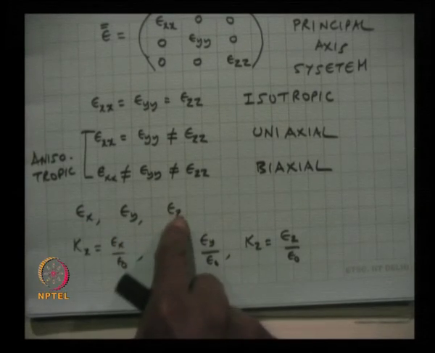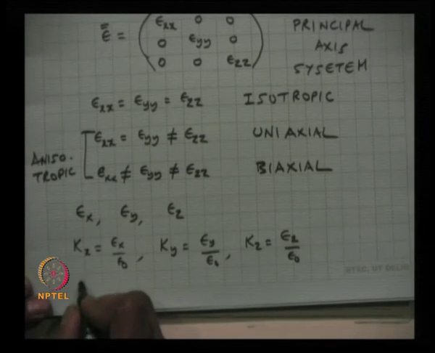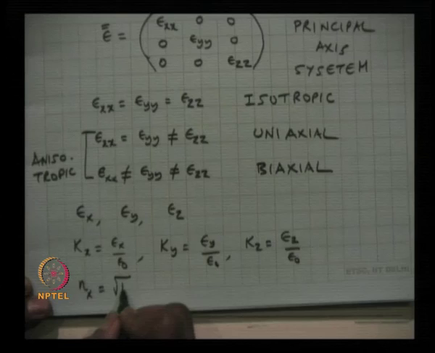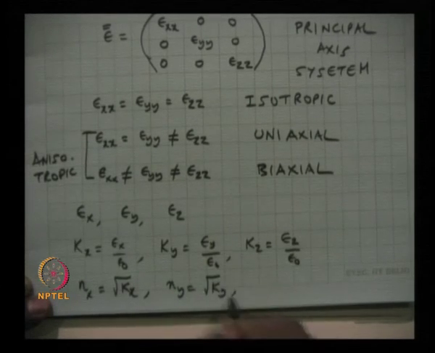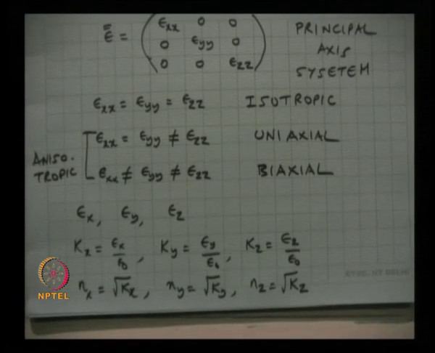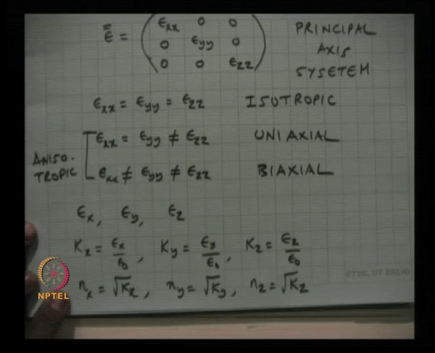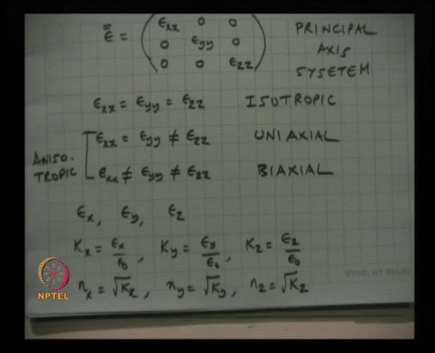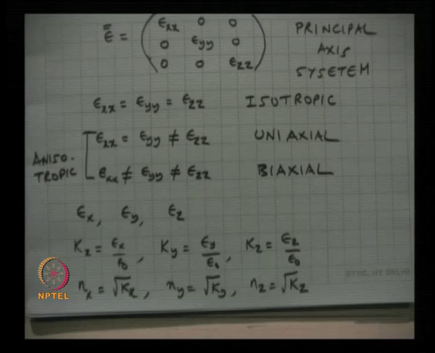Three principal dielectric permittivities, three principal dielectric constants, and nx is equal to square root of kx, ny is equal to square root of ky, and nz is equal to square root of kz, the three principal refractive indices. So in isotropic, all three are equal. In uniaxial, two of them are equal, the x and y parts, and for biaxial, all three are unequal.